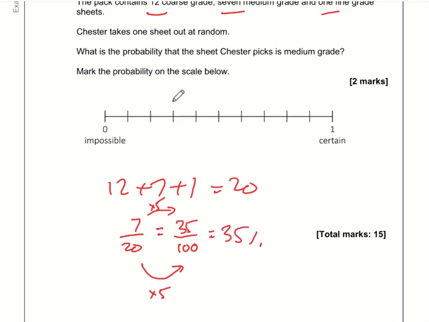Now I'm guessing, although I will check, that we're going up in tens, so 0, 10, 20, 30, 40, 50, 60, 70, 80, 90, 100. So the probability scale is 0 to 1, but we can also see it as 0% to 100%. We want 35%, so this is 0, 10, 20, 30, and this is 40, so halfway in between, so it will be there.